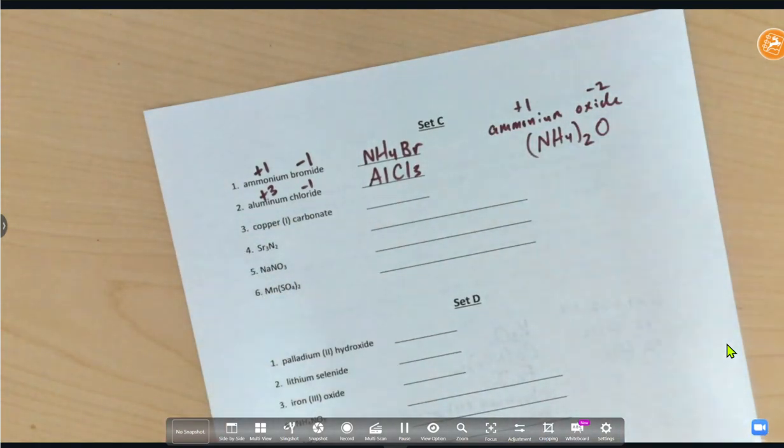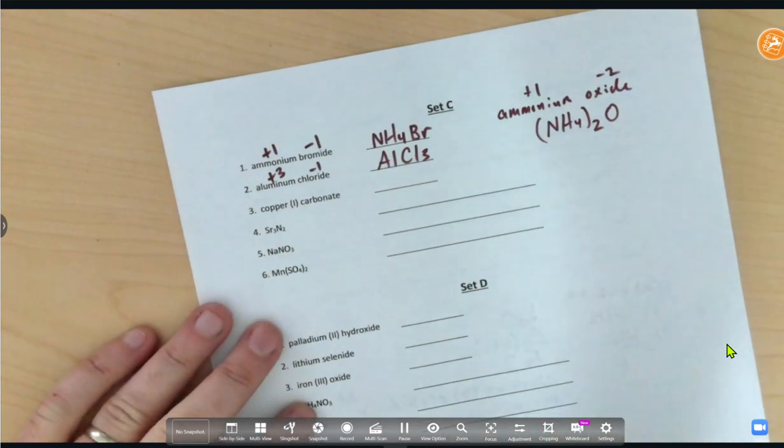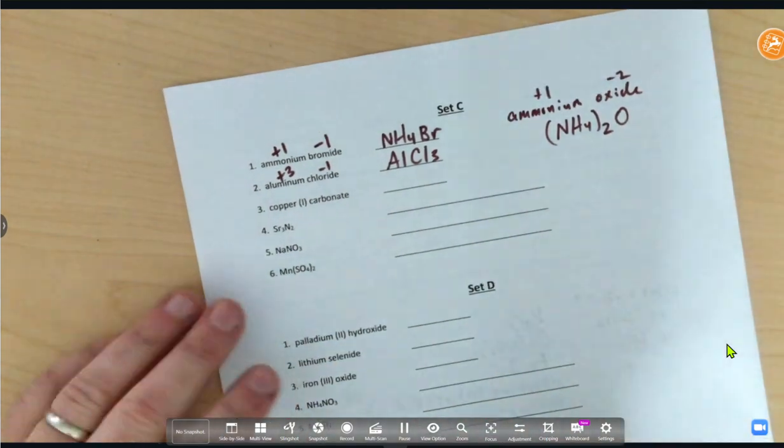Okay, let's keep on going until the end of the set. Now, just so you know, the key to this is also posted in Schoology, so you can go through set D, go through set E, check the key, see how you did.